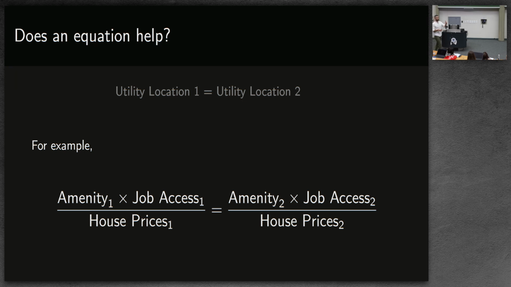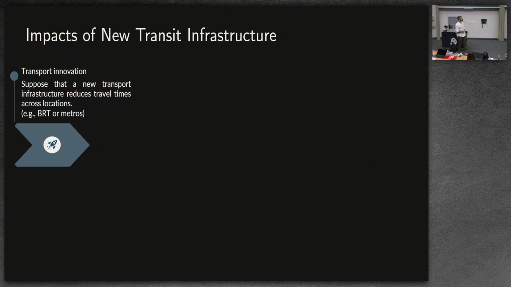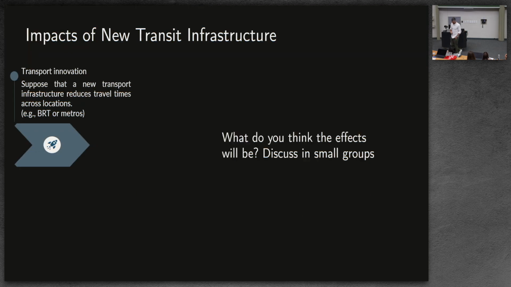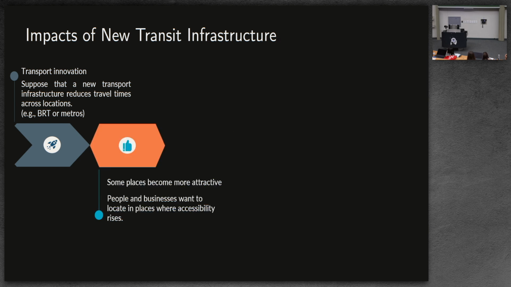They may rise because of speculation in the real world, but ultimately, why would prices go up? Because the developers or the speculators think that at some point that place will be more valuable, so people will be willing to pay more for it. More people are going to want to live there. Exactly. So let's go back to this example. You have new infrastructure that's built. What do we expect to see? Some places become more attractive. These are suburban locations in our example where travel times have decreased a lot. People and businesses may want to locate in places where accessibility rises.